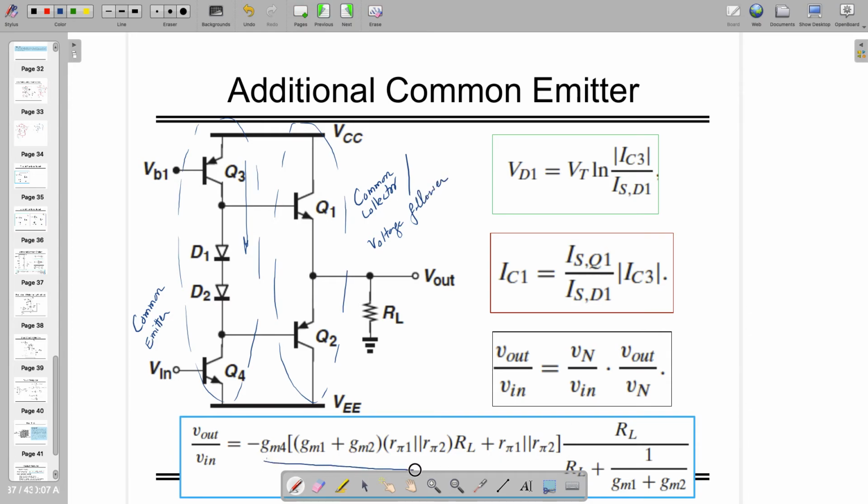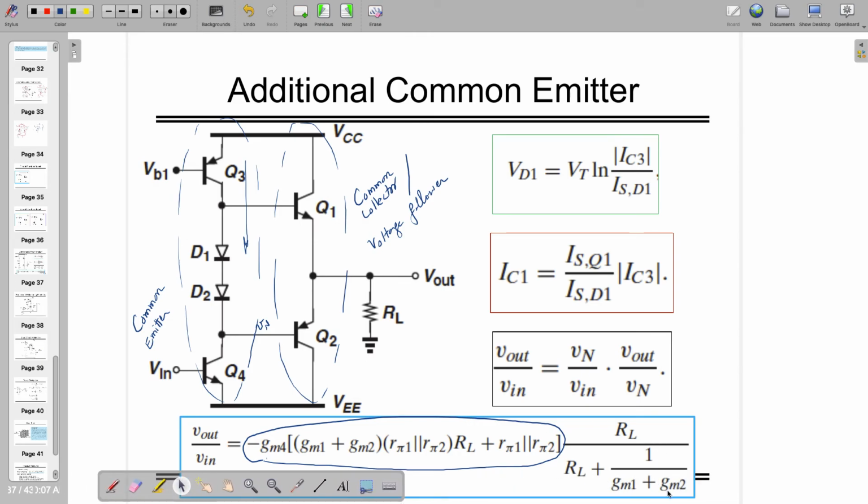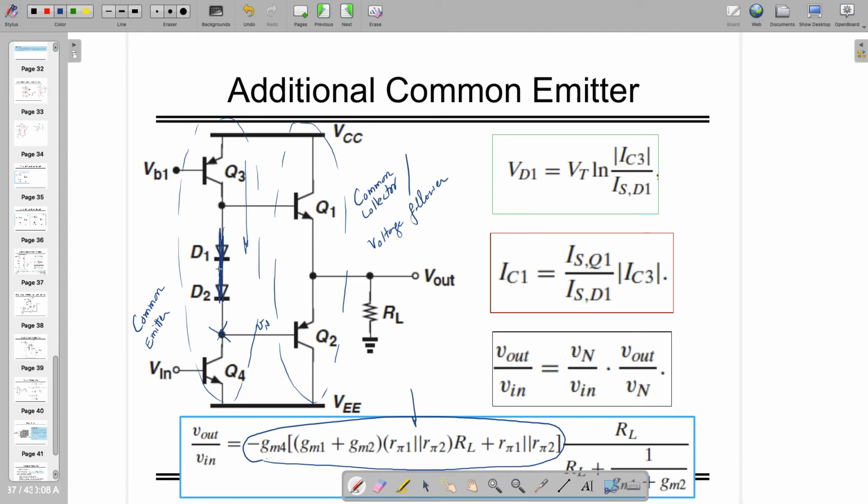So the first part is nothing but the common emitter gain, which is from Vin to Vout, and the other thing, which is already known to us, is RL divided by RL plus 1 by gm1 plus gm2. The 1 by gm1 plus 1 by gm2 appears because there are two transistors, right? You can find this very easily from the small signal model, and you can see minus gm4 is the transconductance of this Q4, and this particular resistance value is the resistance at this node. While finding the resistance at this node, note that these two are shorted because the path is short circuit. But if you are doing the frequency response, then you need to add some capacitance also, originating because of D1 and D2.